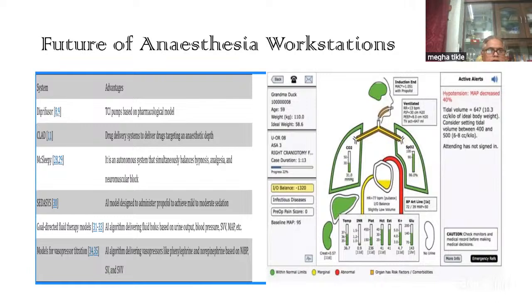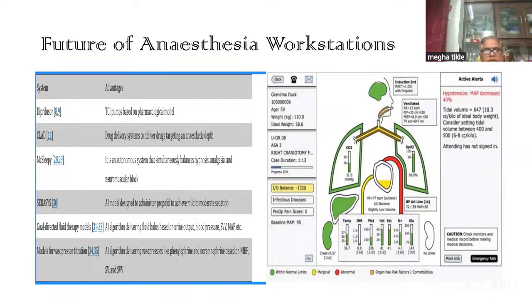Now, there are certain systems which are already present. So, the future, as we say, is here. In some years, we might be using all these things. There's the Diffuser system, which is a TCI pump on a closed loop system. Drug delivery through a closed loop anesthesia delivery system and infusion pumps is already there.